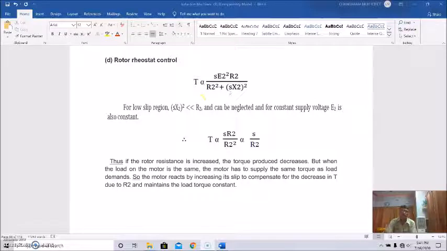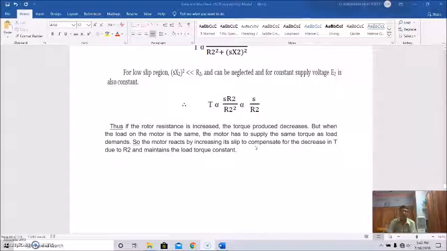If we consider the low slip region, where S is very low, then SX2 whole square is very much less than R2 square and can be neglected. For constant supply voltage, E2 is also constant because E2 is directly proportional to the supply voltage. Therefore, this equation can be modified as T proportional to S R2 by R2 square, which gives T proportional to S by R2.